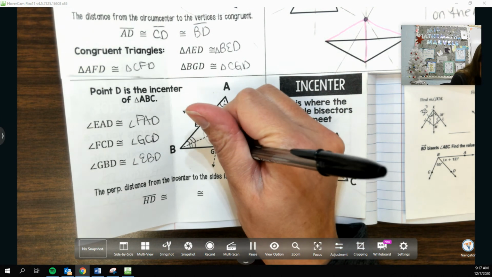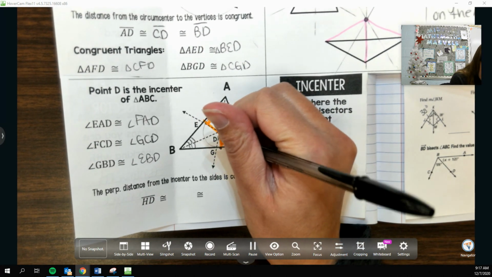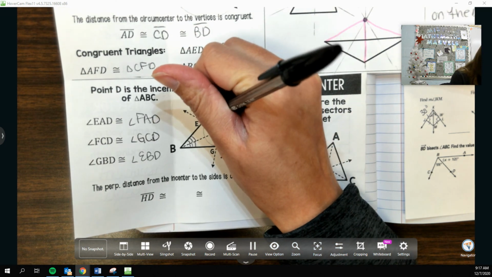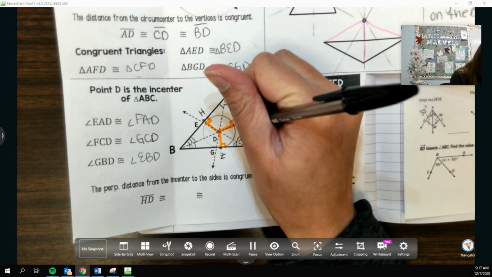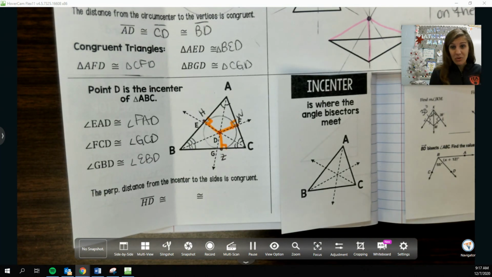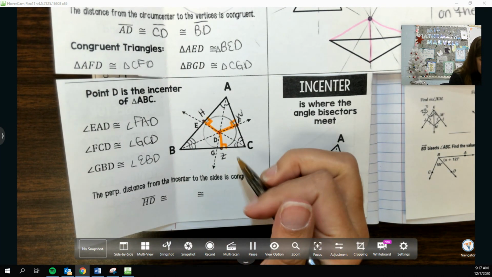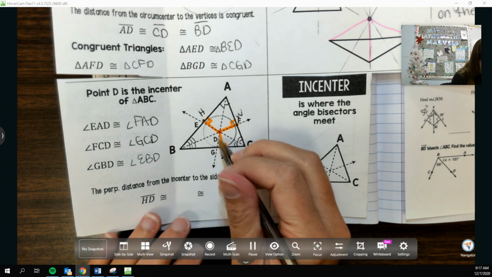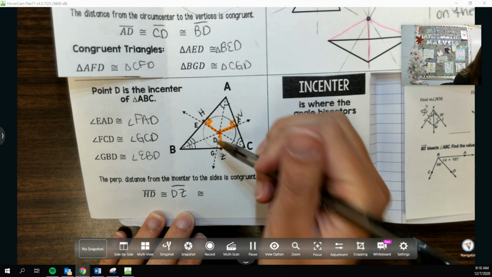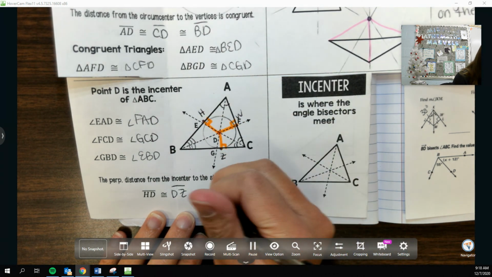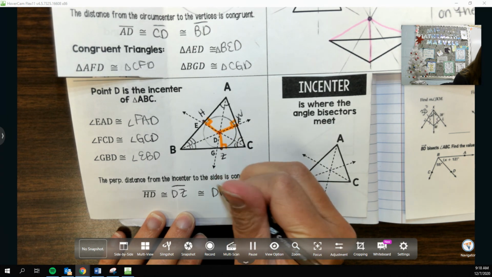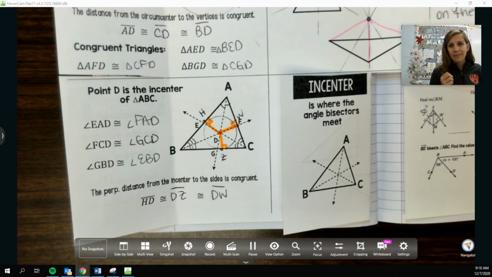So it's not necessarily where the line intersects. So I'm going to give this a new point right here, and I'm going to call this Z, and this one H, and this one W, because it's not really necessarily where the angle bisector crosses through the side. It's always that perpendicular distance. So DZ, HD, and then DW. I really should have put WD and ZD. Oh well.